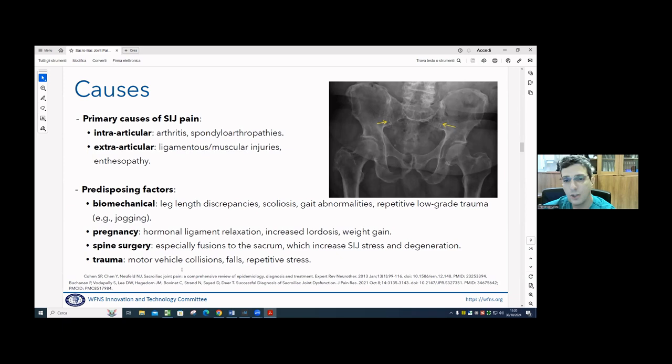but there is no strict correlation, and there is no statistical analysis; there are no very precise studies regarding this point. Obviously, causes include trauma, motor vehicle collision, falls, and repetitive stress, for instance running a long distance. So for the marathon runner, there is a chronic stress that can provoke pain in this region.